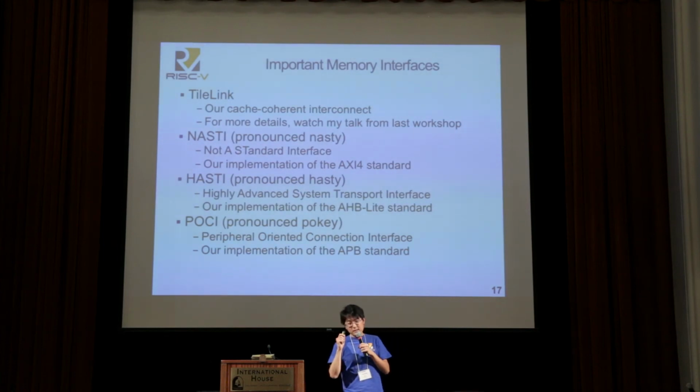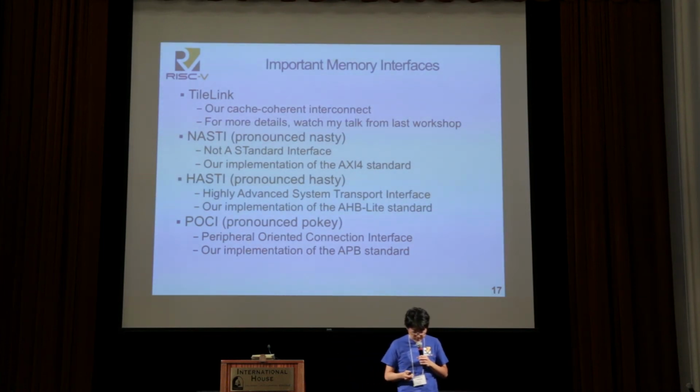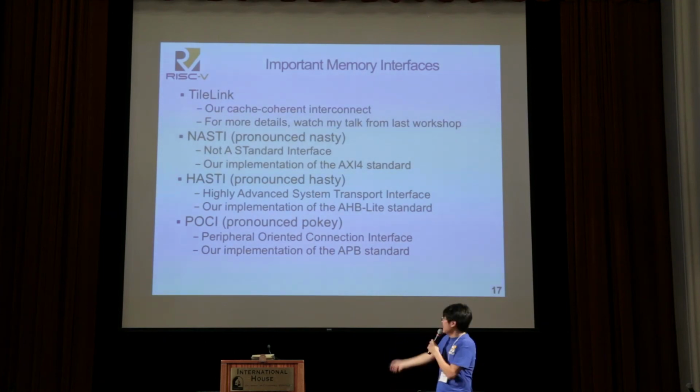Today I used AXI4, AHB, and APB bus names, but I just did that to minimize confusion. Going forward, we're not going to call them that. We have our own names, starting with NASTY. It stands for Not A Standard Interface, and that's our implementation of the AXI4 interface. There's going to be HASTY, which stands for Highly Advanced System Transfer Interface. Thanks, Don. It's our implementation of the HB Lite standard. And finally there's POKI, which is Peripheral-Oriented Connection Interface, which is our implementation of the APB bus. Our code base has already started using all these names. So this is going to be like a quiz next time. I'm going to ask you which bus is what.